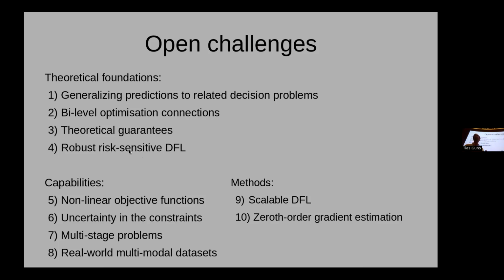Also robustness, risk sensitivity. I had some conversations before, with some people here that are working on that, which is very nice. In terms of capabilities, what we presented, the major focus of the survey and also in the literature, is linear objective, linear in the prediction, in the sub-objectives, but also there's room for nonlinear objective functions, and certainly in the constraints, multi-stage problems, or real-world data and multimodal data, and so forth, and also scalability, or even zero-order gradient estimation methods are very promising.